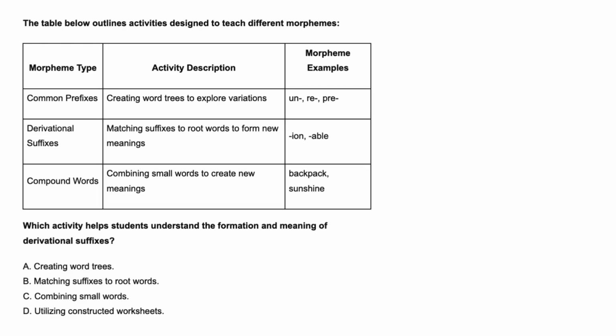The table below outlines activities designed to teach different morphemes. Take a look at the table, read the question, come back for the solution. Correct response? B. Matching suffixes to root words allows students to see how these suffixes change the meaning of the base words, enhancing their understanding of how derivational morphemes actually function.